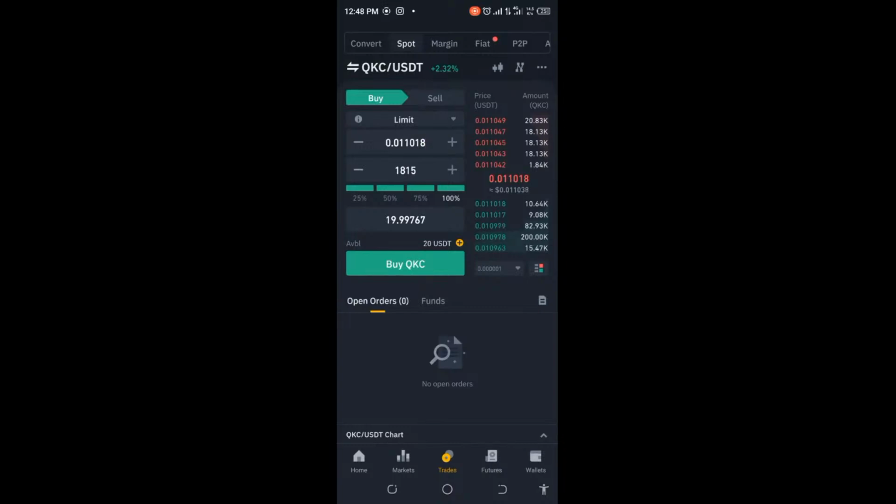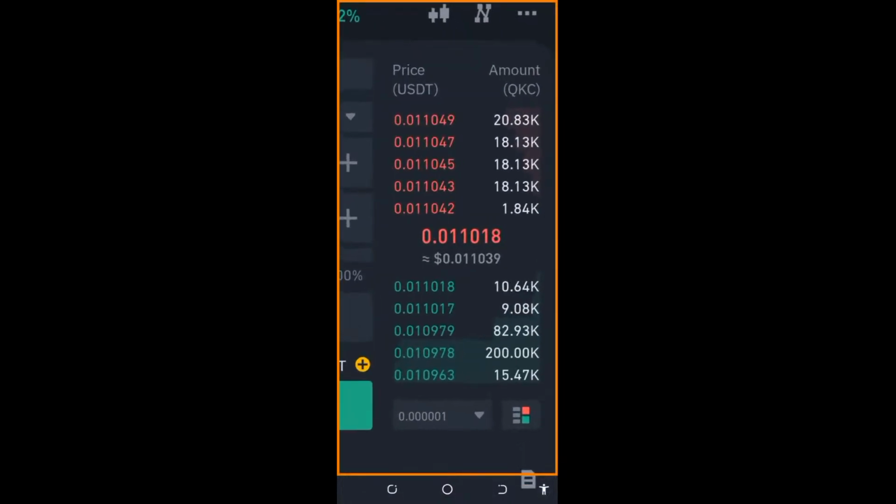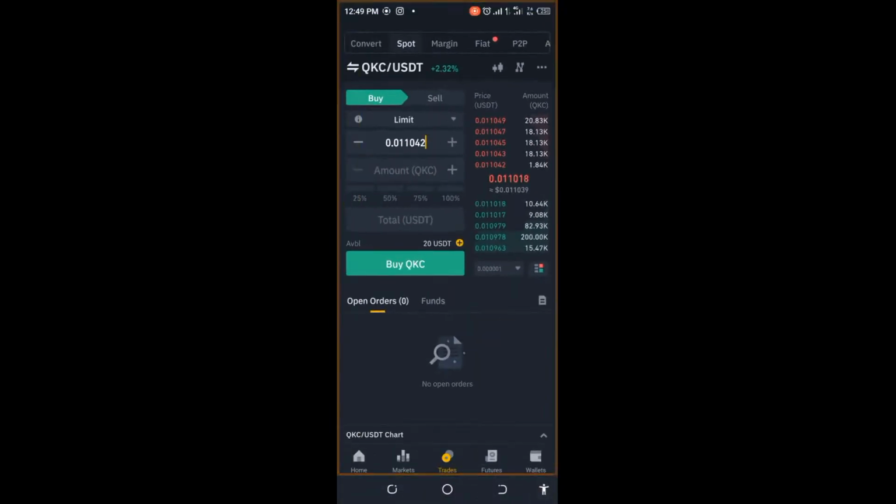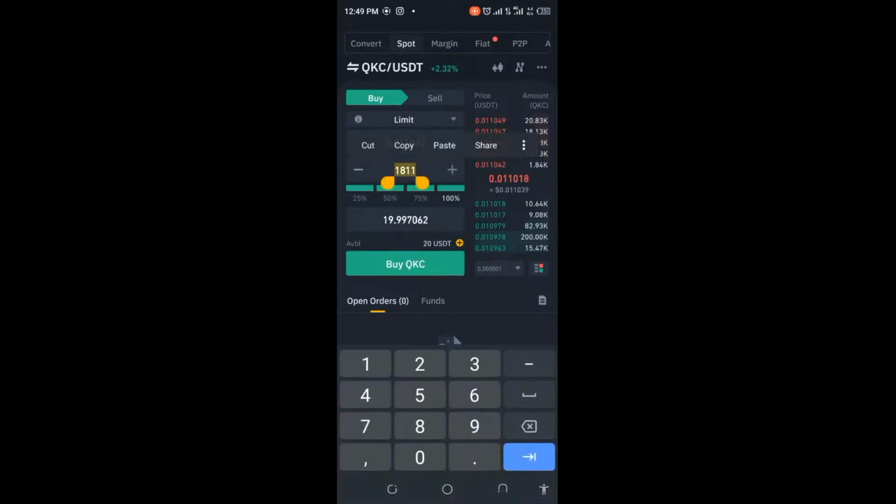Let's tap on this. Let me go back. And let's try out something. Let's tap on that first red. You can see that the price is higher than it actually is. You can see that the price is 0.011042. But right now, what we really want to buy, which is the current price that's showing us, is what? 0.011018. So you can see that it's higher here. But now what I want to do is just do a quick simulation. Wow, we get 1811.